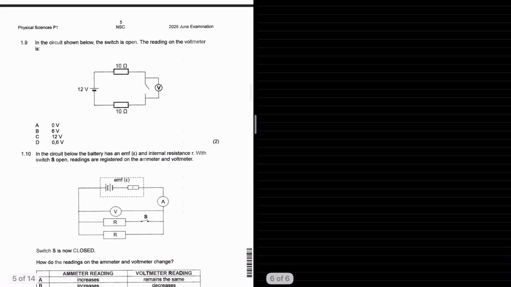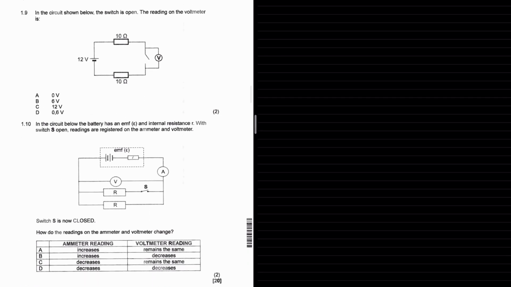Moving on to question 1.9 and 1.10. So 1.9 reads, in the circuit below, the switch is opened. The reading on the voltmeter is. So there's no current flowing through the circuit. And if there's no current flowing through the circuit, the reading on the voltmeter is going to be the EMF of the battery. So the answer is going to be C, 12 volts.